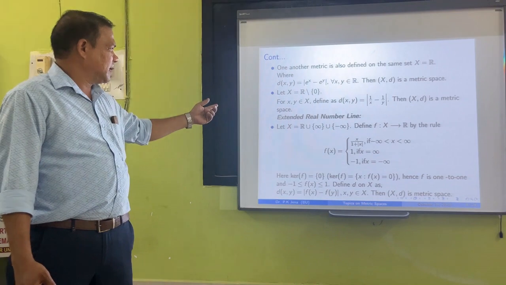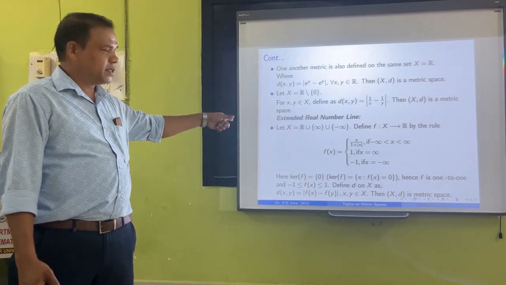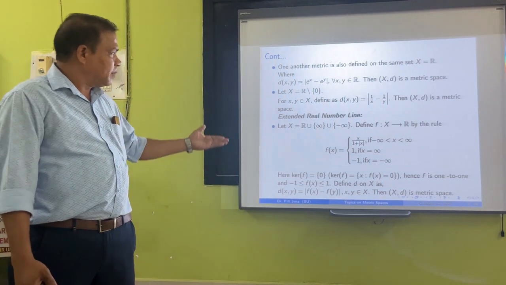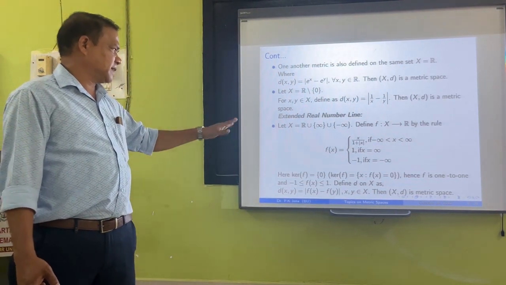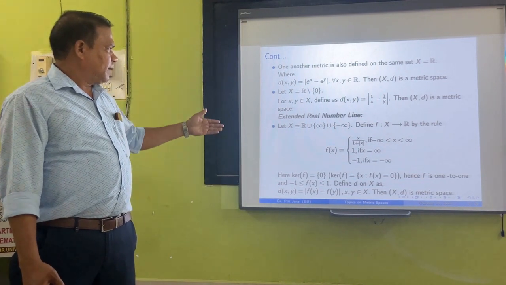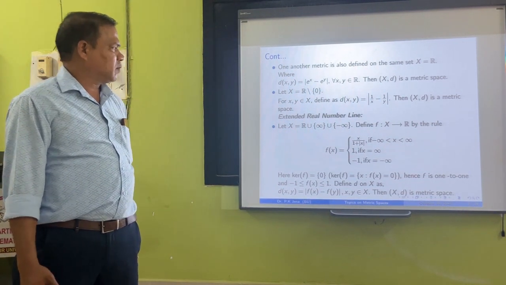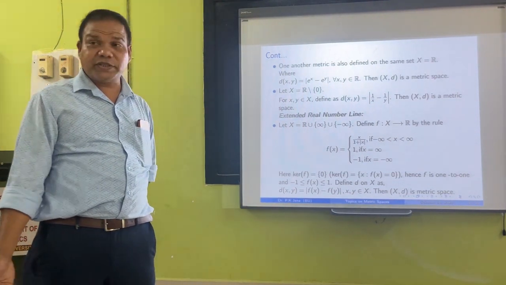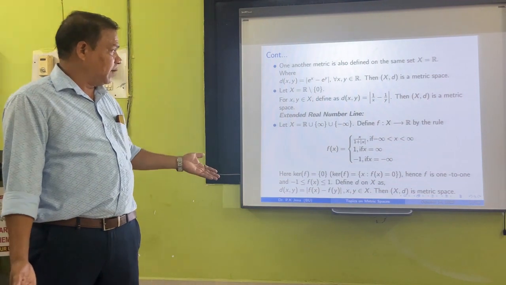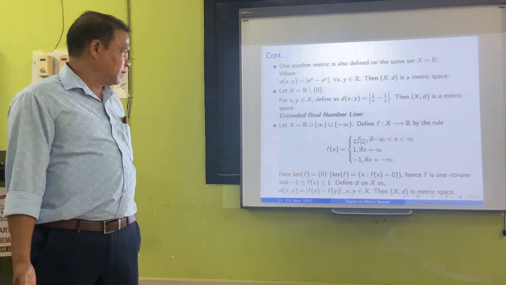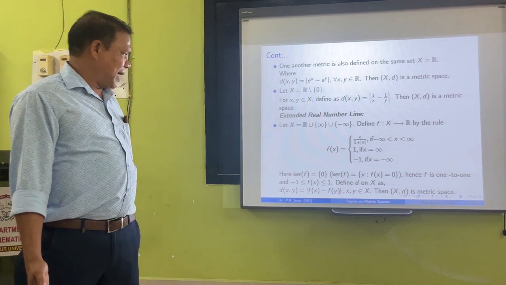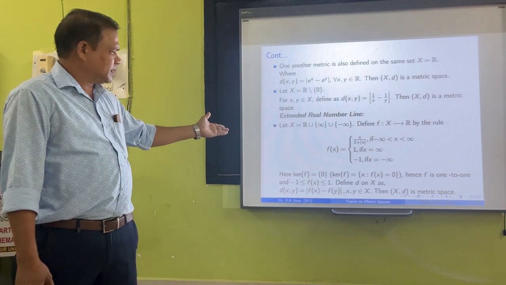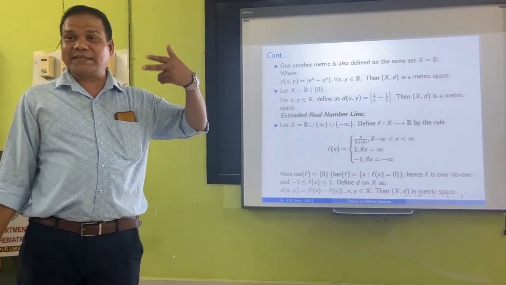Here, if you take X equal to R union the singleton set infinity, union the singleton set minus infinity, then you can define the metric. Here, f of x means metric. You can define f of x as x by 1 plus mod x if x lies between minus infinity and infinity. If x is infinity, it has the value 1. If x is minus infinity, it has the value minus 1.